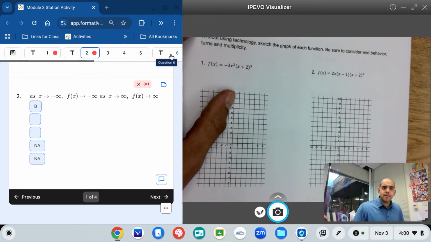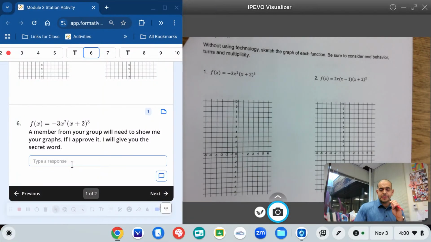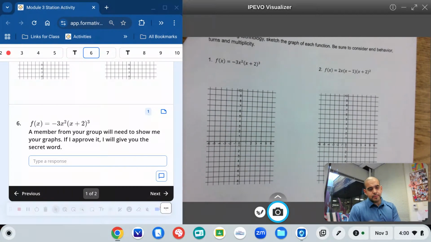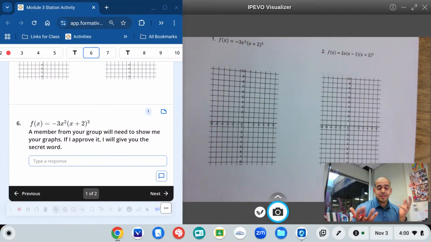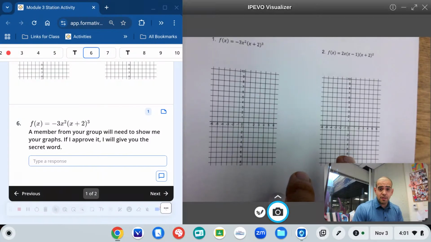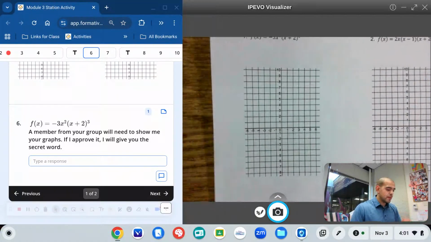Okay, so for this station activity, I'm going to give you a password. Now, I'm going to walk you through number one, and then you're going to pause the video and try to do number two. I mean, this is the honor system, right? So I hope you're going to pause after number one. You're going to try to do number two on your own, and then check it, make corrections, and then you're going to have the secret password to type in for six and then seven. All right, so here we go. Number one.